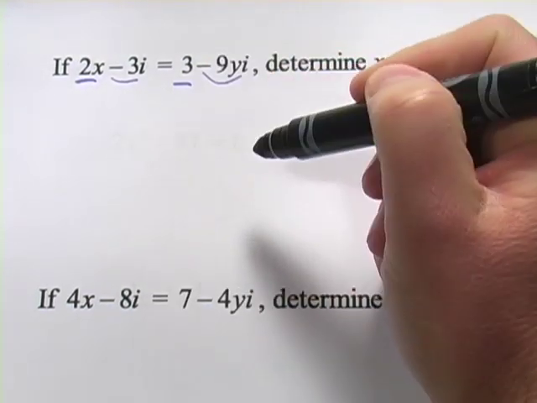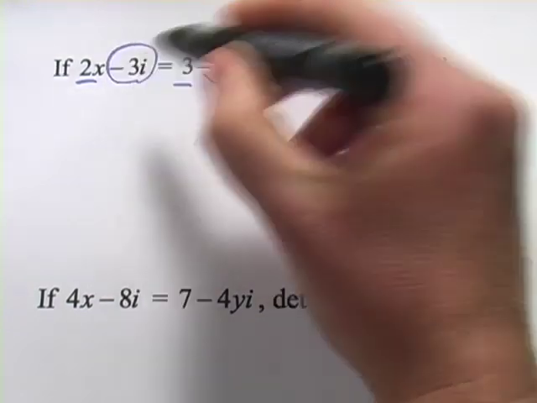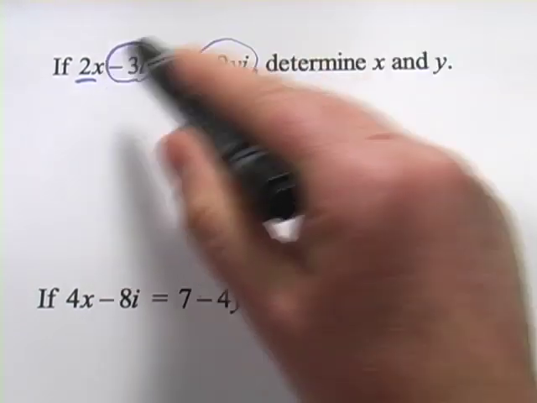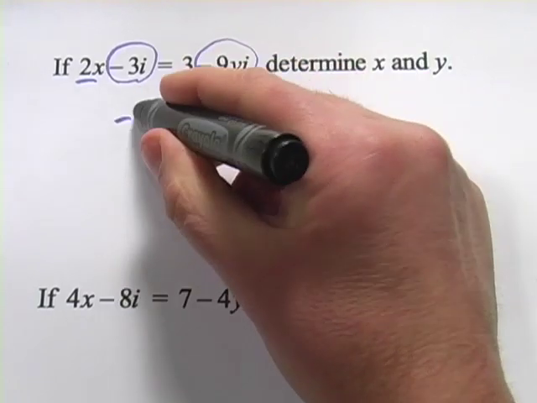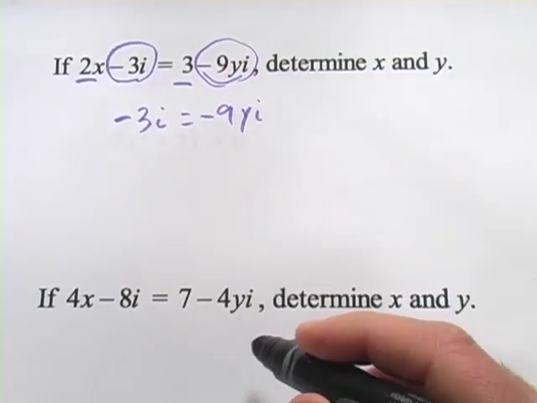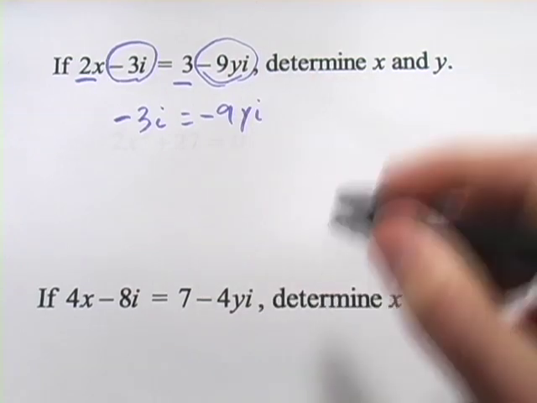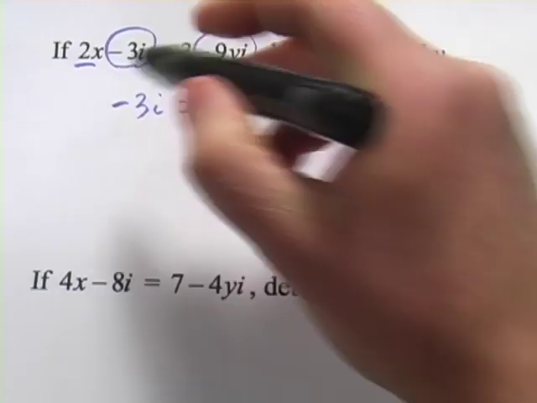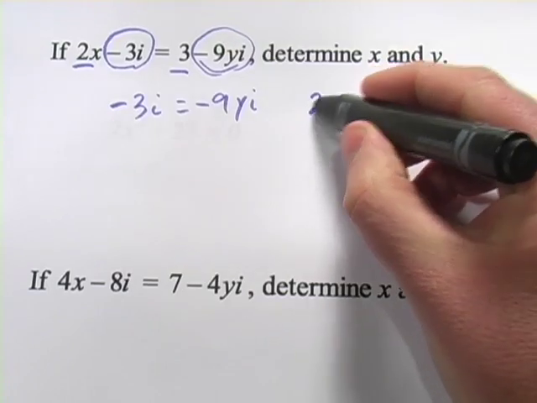So you're going to split this into two things. Find anything with an i in it, set those two equal to each other, so negative 3i equals negative 9yi. That's one equation to solve. And then the other equation is the real parts, which we've got 2x equals 3.